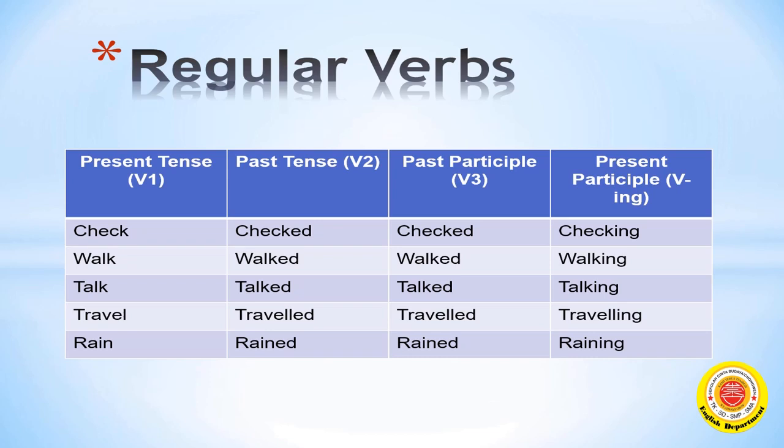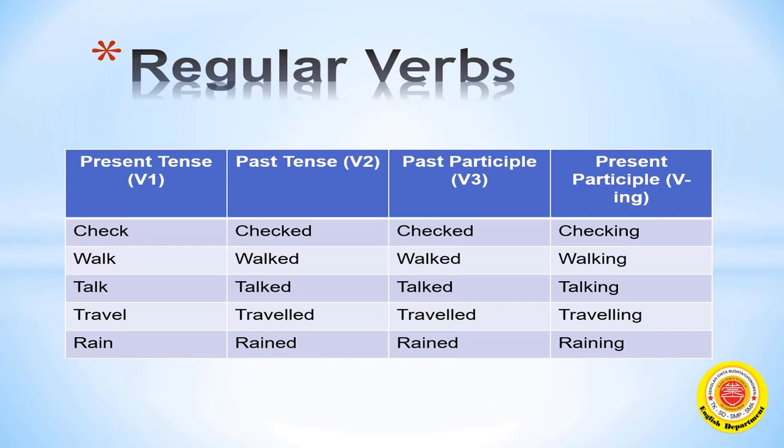Present tense verb 1, past tense verb 2, past participle verb 3, and present participle verb ing. Let's see the example. Check, check, check, checking. Walk, walk, walk, walking. Talk, talk, talk, talking. Travel, traveled, traveled, traveling. Rain, rained, rained, raining. Perhatikan di sini, bentuk past tense verb 2 dan past participle verb 3 di sini hanya ditambahkan ed. Itulah yang dinamakan regular verbs.